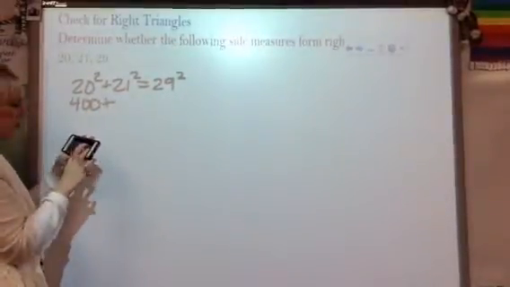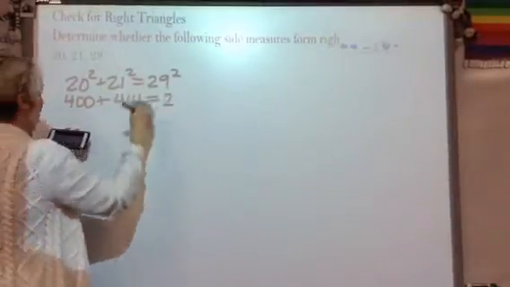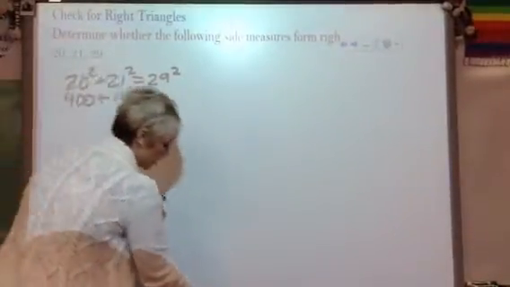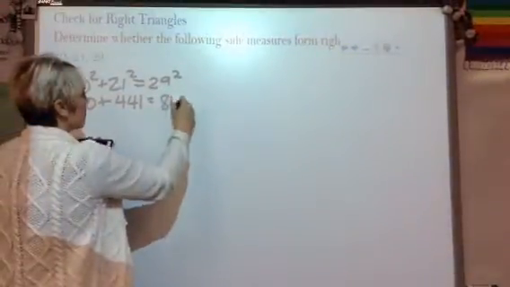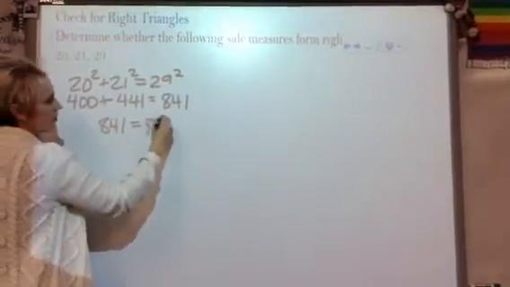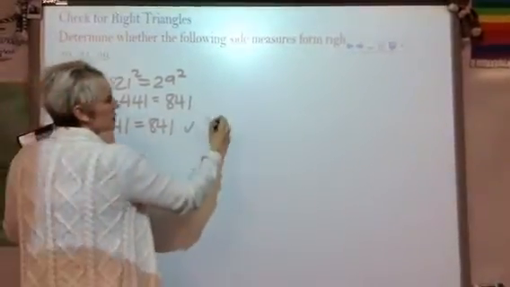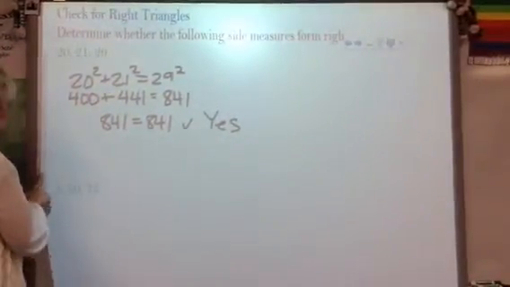So this is 400 and 441. And 29 squared, I should just work it all out as we go here. 29 squared is 841. When I add this together, I get 841 equals 841. That is a true statement. So we would say yes, this is a right triangle because the Pythagorean theorem worked here.